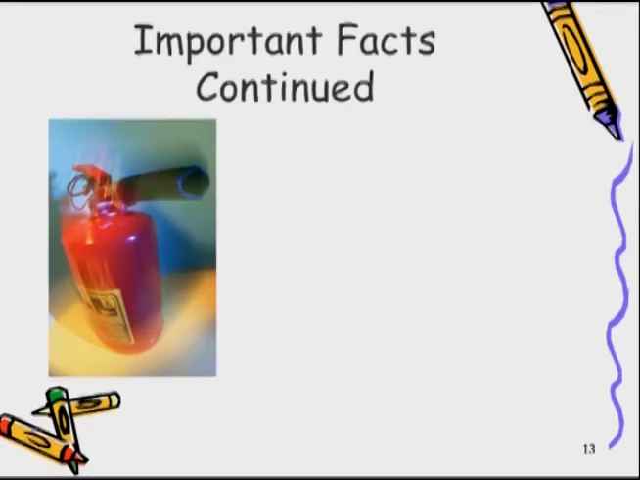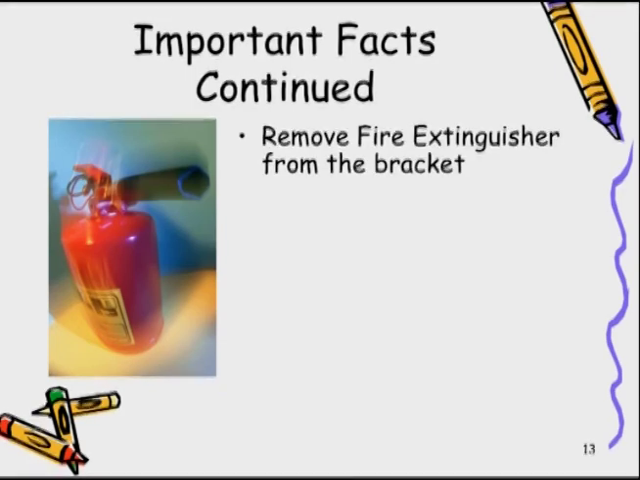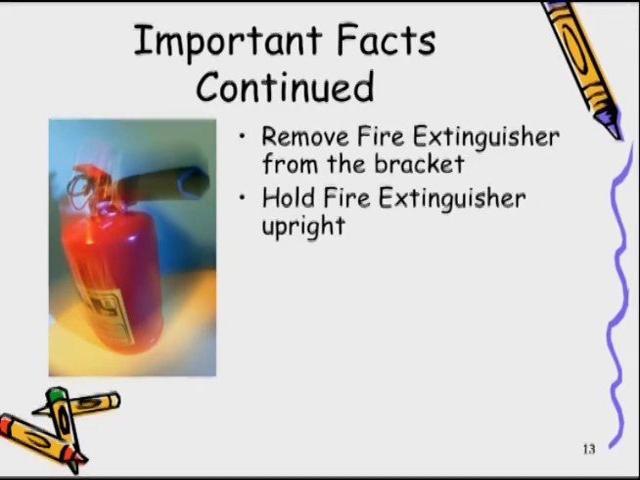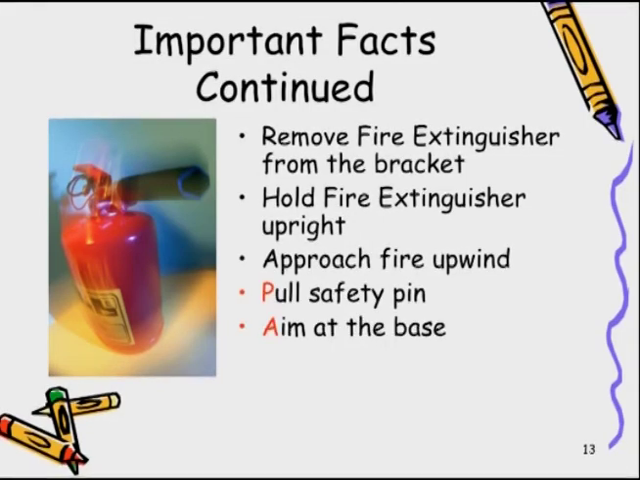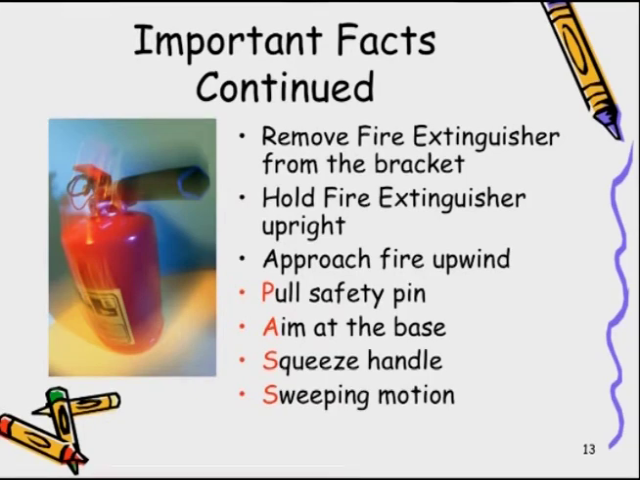Some important facts continued. If a fire occurs, follow these instructions. Remove the fire extinguisher from the bracket. Hold the fire extinguisher upright. Approach the fire upwind. That is to say, the smoke should be blowing away from you as you approach the fire. Pull the safety pin. Always aim at the base of the fire. Squeeze the handle and spray the chemical in a sweeping motion.